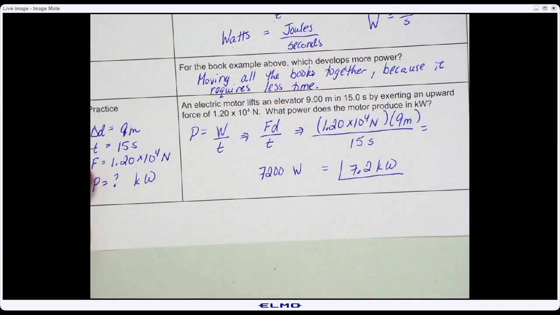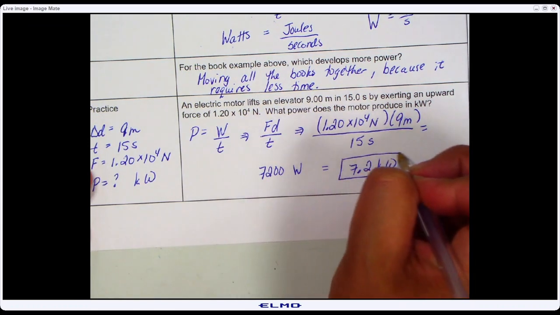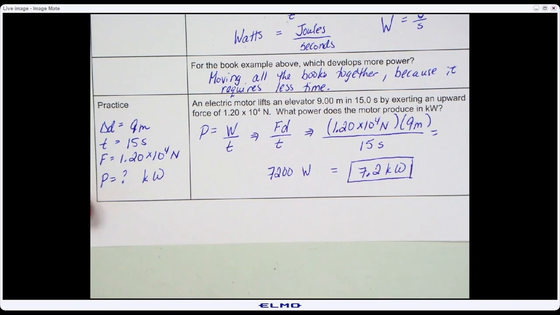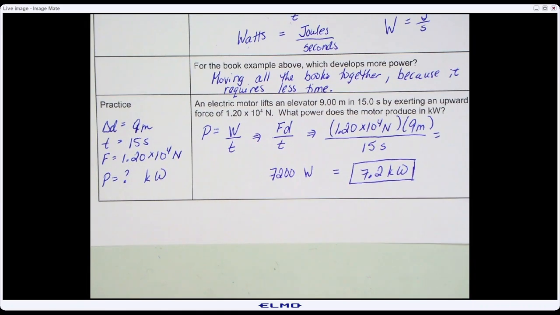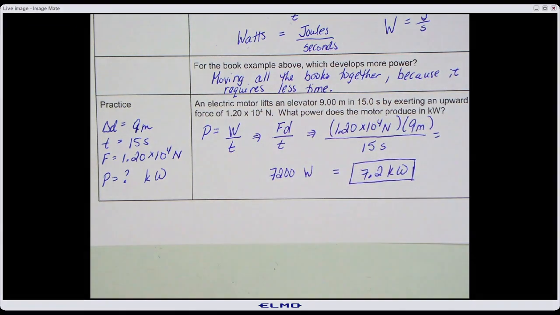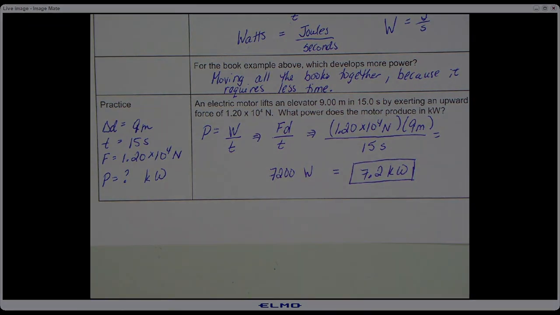Yes? You divide that by 1,000, right? You divide by 1,000. Watts is a lot smaller than kilowatts, so to change it to a bigger unit, you divide. To change it to a smaller unit, you multiply. Okay? So divide by 1,000. All right, any questions?